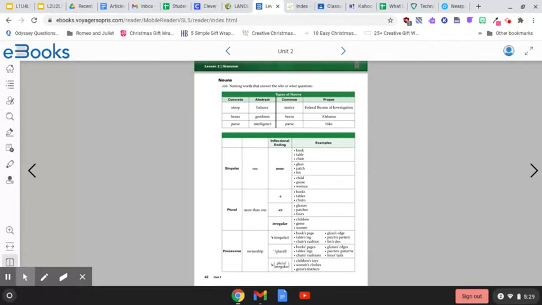Share out. What's an example of a concrete noun? What's an example of an abstract noun? Nouns can also be categorized as either common or proper.